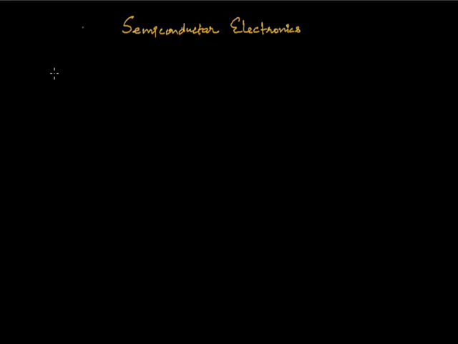So dear students, today we are going to discuss extrinsic semiconductors. We have discussed intrinsic semiconductors, the pure semiconducting materials. Extrinsic semiconductors are those materials or substances which have some other impurity atoms mixed with them to increase their conductivity.